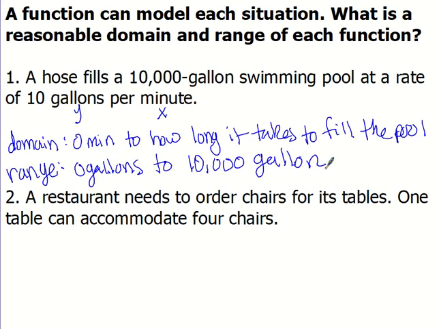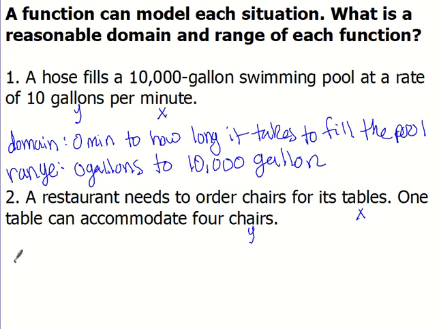All right, so number 2 says a restaurant needs to order chairs for its tables. 1 table can accommodate 4 chairs. So what I want you to do is think about what a reasonable domain and range would be. I don't want you to write it down yet, but just think, what would a reasonable domain and range be? I will tell you that the domain is going to be your tables, and your range is going to be your chairs. Okay, so that's kind of a little hint. So what do you think a reasonable domain would be?